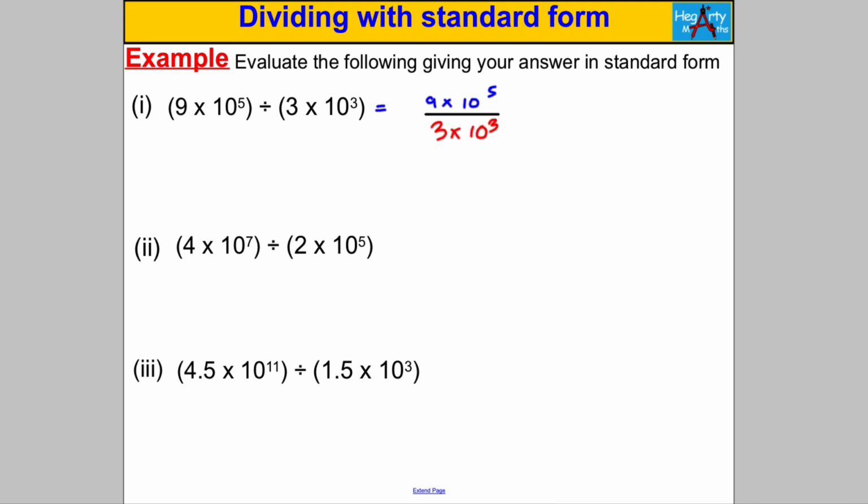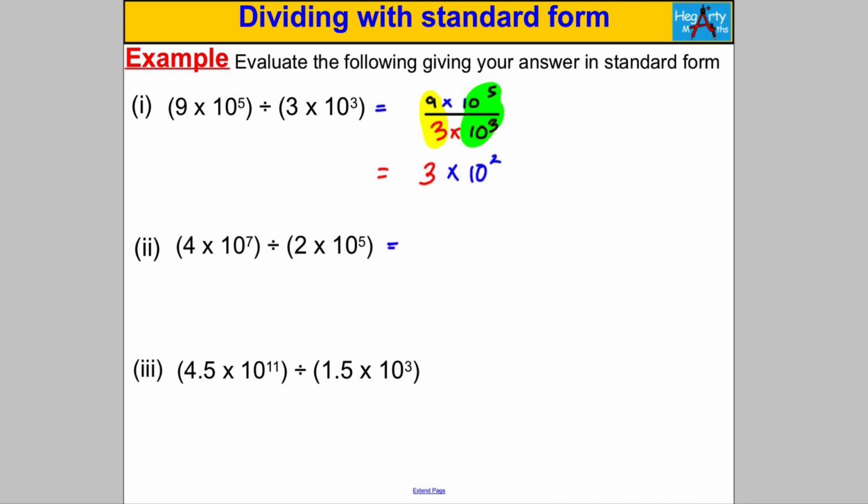Now this is where the little trick I told you came into play. We can do the numbers divided by each other, 9 divided by 3, and we could do the powers of 10 divided by each other. And it will just give us our answer in standard form straight away. 9 divided by 3 is 3, 10 to the 5 divided by 10 to the 3 is 10 to the 5 subtract 3, which is 10 to the 2. How straightforward was that?